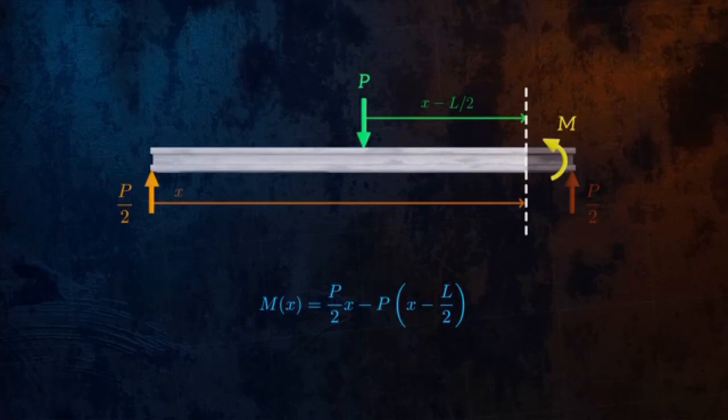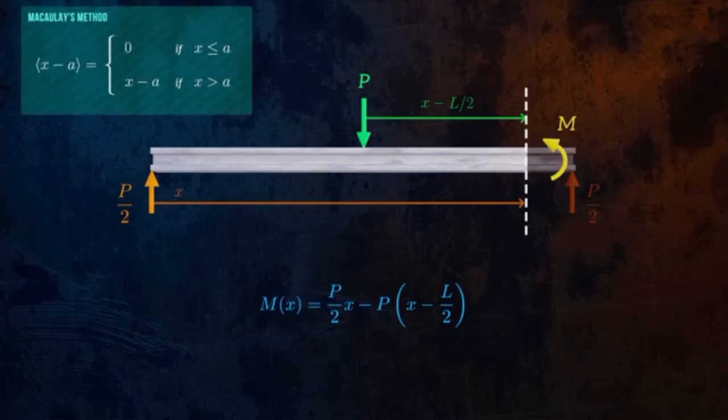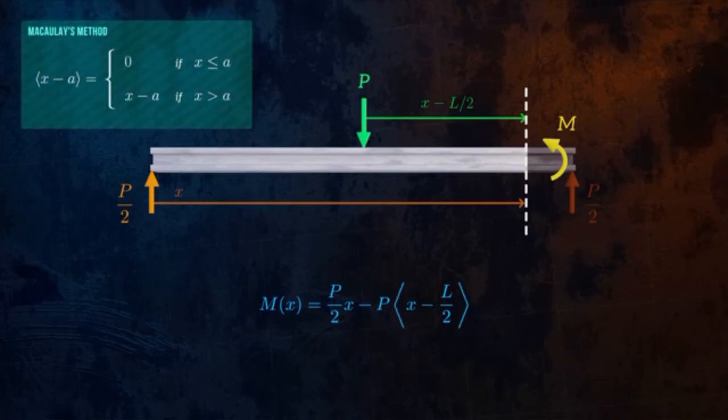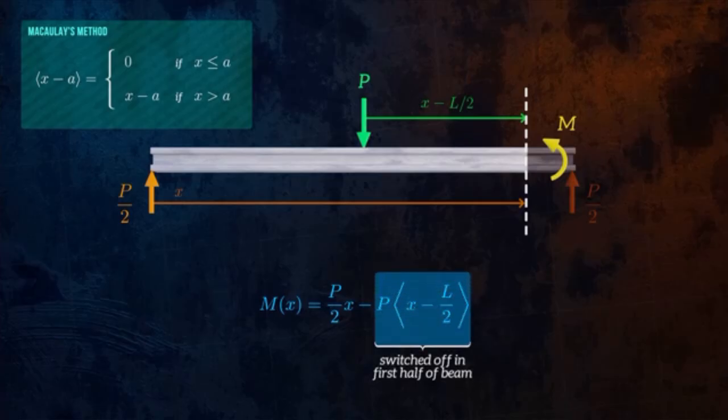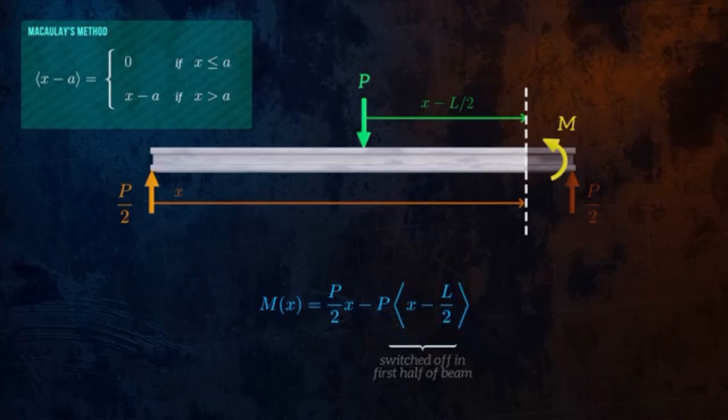If we replace the brackets in this expression with Macaulay brackets, the second term in the expression will be switched off in the first half of the beam, since x minus L/2 will give a negative number. And so this expression using Macaulay brackets defines the bending moment along the entire length of the beam.